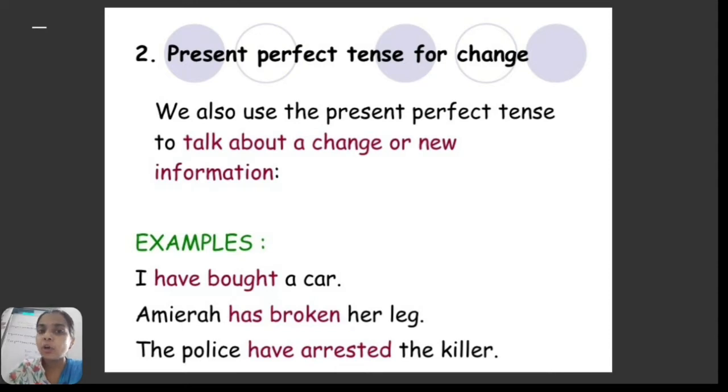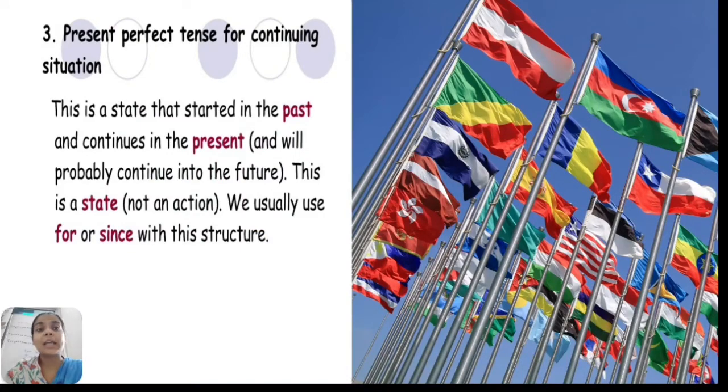Now in these all three sentences, you can simply see in the first there's information, in the second again an information. So it talks about some changes or any information which is given. So present perfect tense is used for that. Now let's talk about the last one.